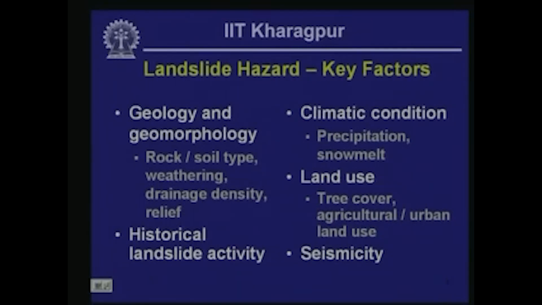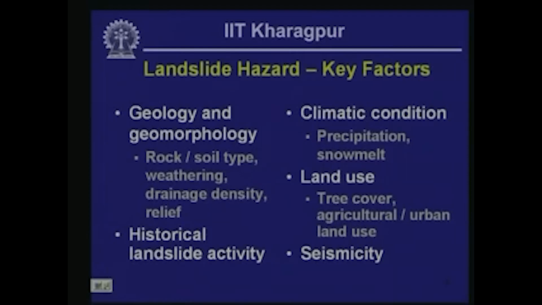Second point that is of importance is historical landslide activity. So, areas where you have got frequent occurrence of landslide in recorded history, that area is likely to continue as area prone to landslide hazard. Then you have got climatic condition: hilly areas receiving a lot of precipitation are going to be more likely to be affected by landslide hazard than areas which are relatively dry.